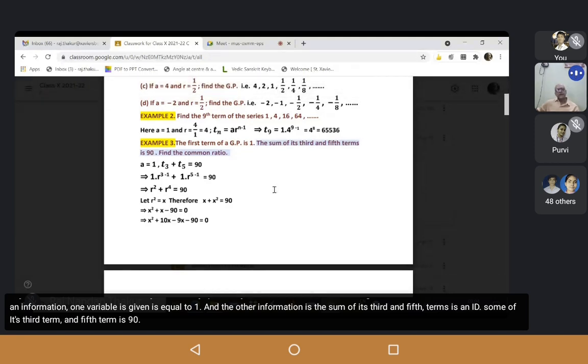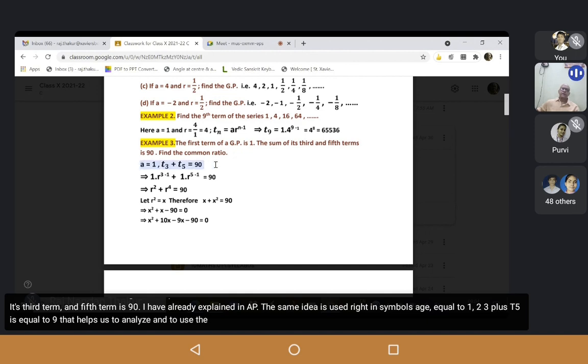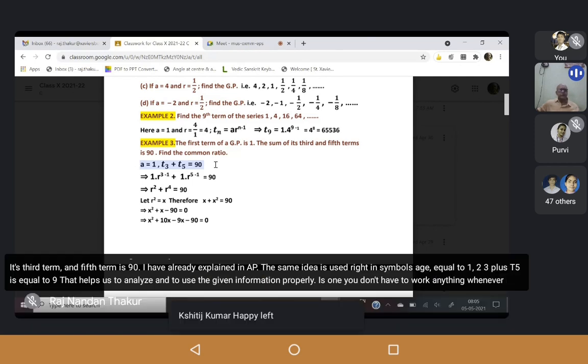I have already explained this in AP. The same idea is used. Write in symbols: A is equal to 1, T3 plus T5 is equal to 90. That helps us to analyze and to use the given information properly. A is 1. You don't have to work anything out. Whenever A is required, use 1.